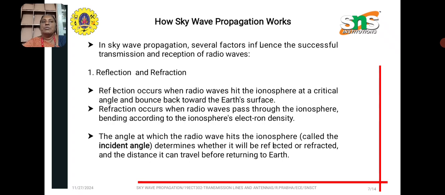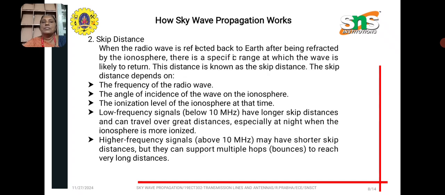And skywave propagation works by the phenomena of reflection and refraction. There are several factors that influence the successful transmission and reception of radio waves. Reflection occurs when radio waves hit the ionosphere at the critical angle and bounce back towards the Earth's surface. Refraction occurs when radio waves pass through the ionosphere, bending according to the ionosphere's electron density. The angle at which the radio wave hits the ionosphere, called the incident angle, determines whether it will be reflected or refracted, and the distance it can travel before returning to Earth.